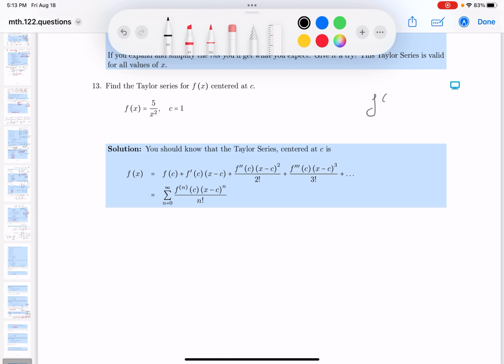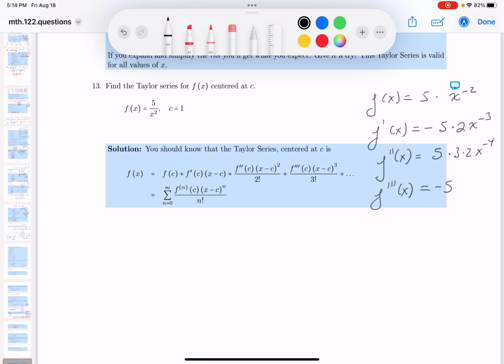So I'm going to write this over here again. f of x is 5 times x to the minus 2. f prime, I'll be very careful with this: minus 5 times 2x to the minus 3. f double prime, what's that going to be? Positive 5, and then I get 3 times 2, x to the minus 4. f triple prime, I'm trying to predict this, by the way: minus 5, then you get 4 times 3 times 2.